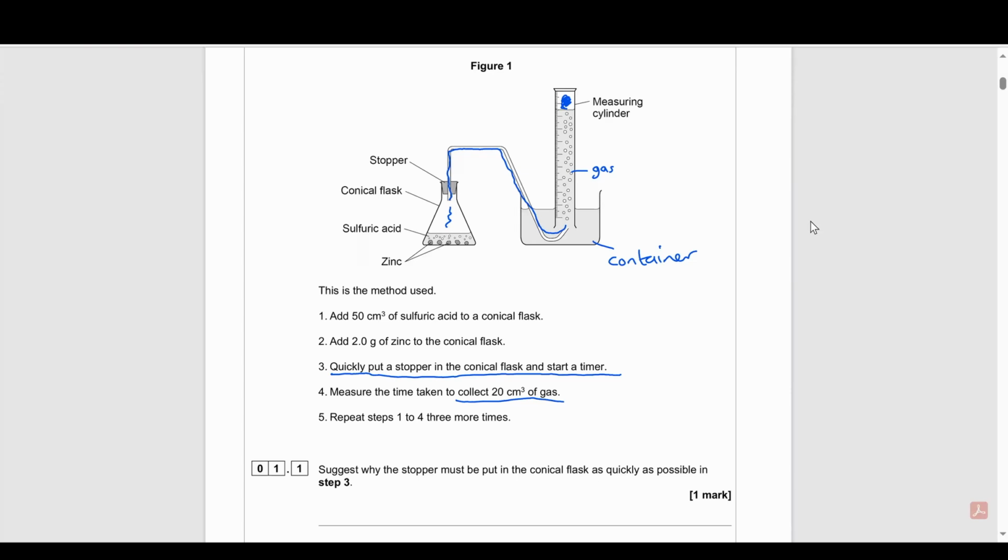So why do we want to put the stopper as quickly as possible? Well, we want to make sure that no gas escapes, or as little gas escapes as possible, and it goes through the delivery tube and into the measuring cylinder. So it's to prevent the escape of gas.